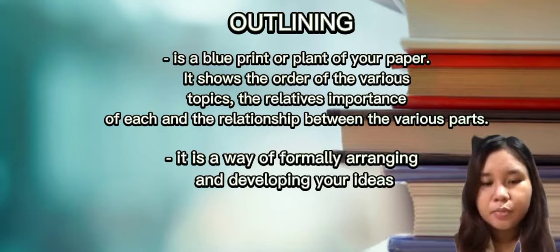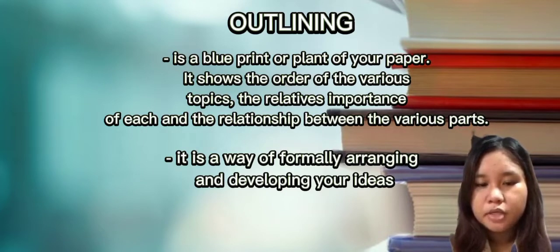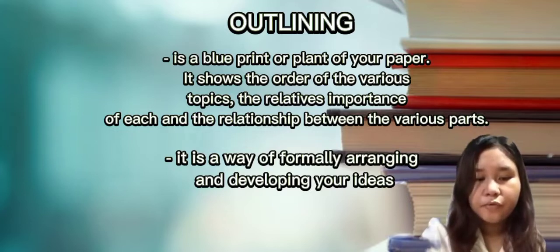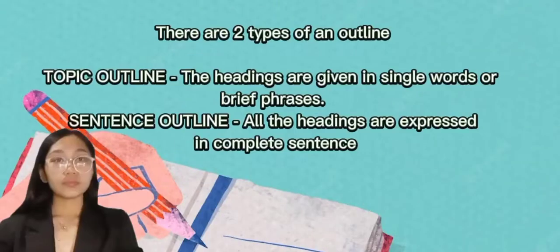Outlining is the blueprint plan for your paper. It shows the order of the various topics, the relative importance of each, and the relationship between the various parts. It is a way of formally arranging and developing your ideas.